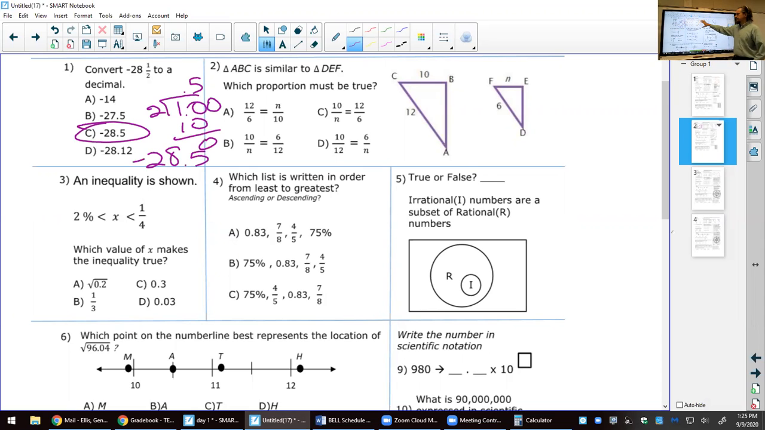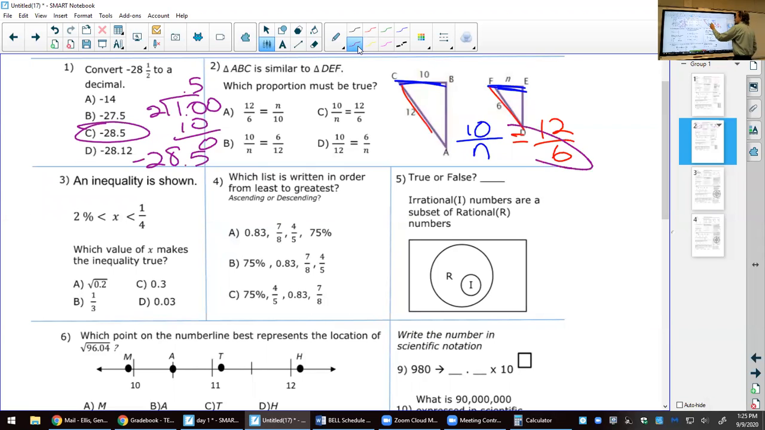Anytime I get a question like this where it gives me different proportions, I just ignore that for now, because that seems like more work than it's worth to actually look at that. I'm going to make my own proportion. So I'm just going to pick two corresponding parts. So I see 10 corresponds with n. So I can make that one ratio. And then I see 12 corresponds to 6. Okay, so there's the proportion. And then I'm still not looking at my answers.